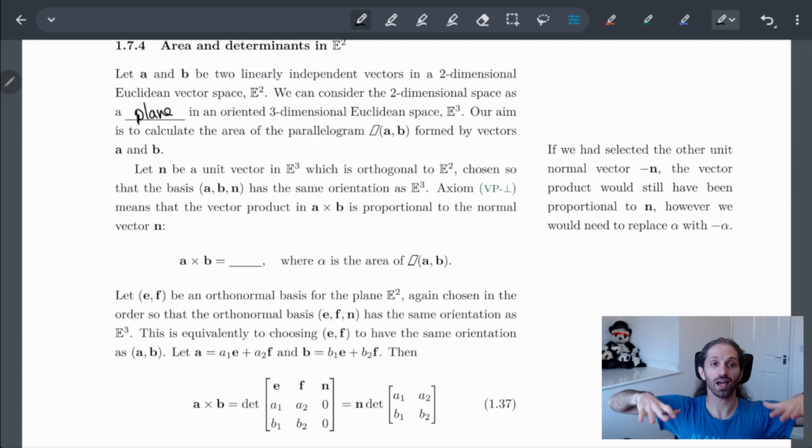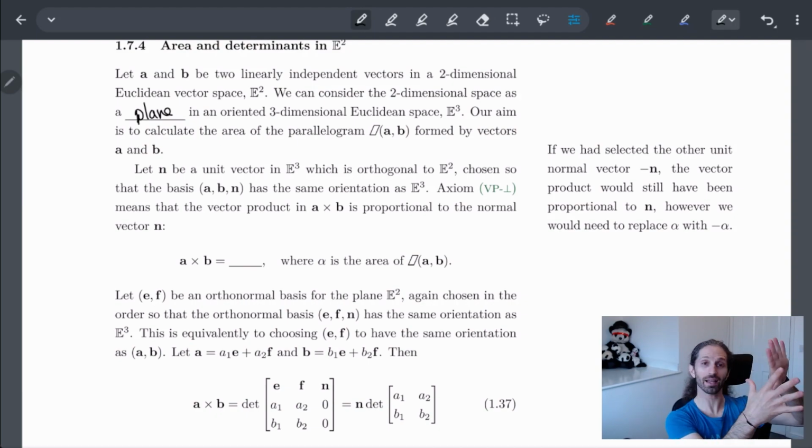And our aim is to calculate the area of the parallelogram on this plane. So what we're going to do is look at our vectors a and b, right? So we have some 2 vectors a and b. And for these 2 vectors, there's going to be some plane that contains them. So we're going to look at the area in this plane.